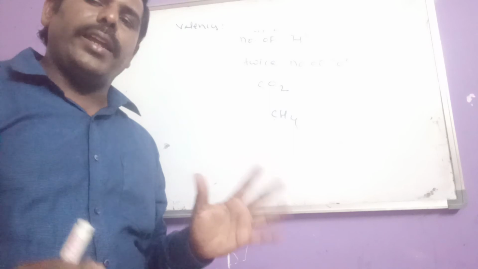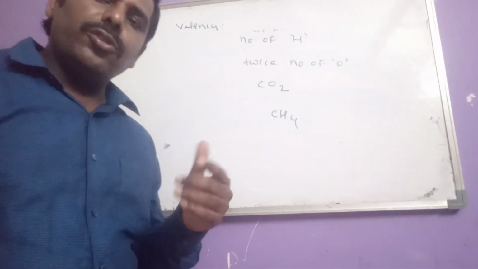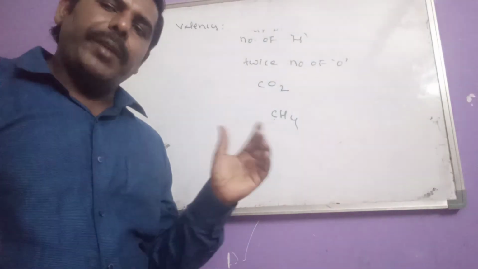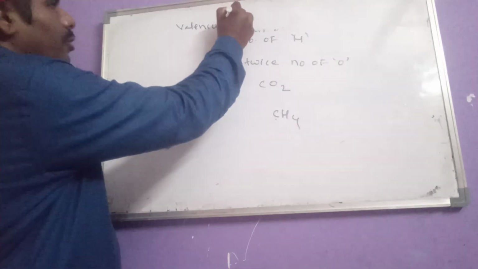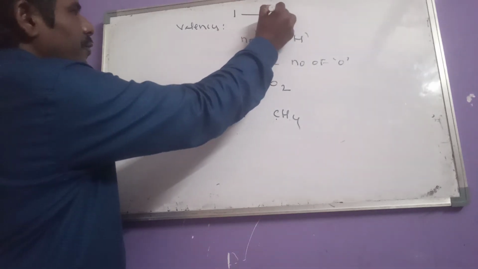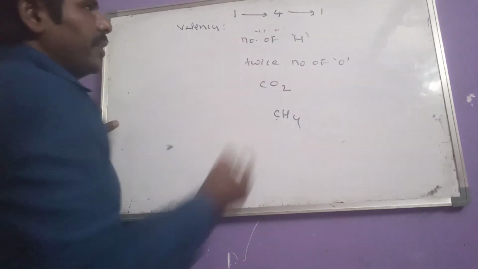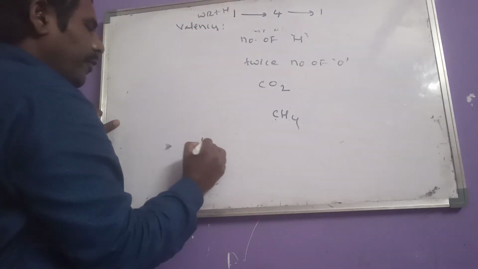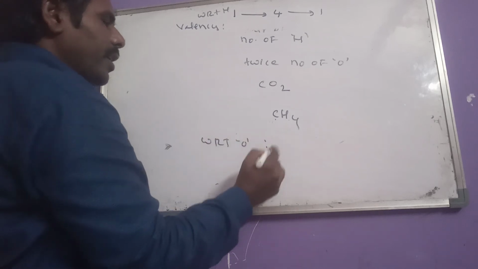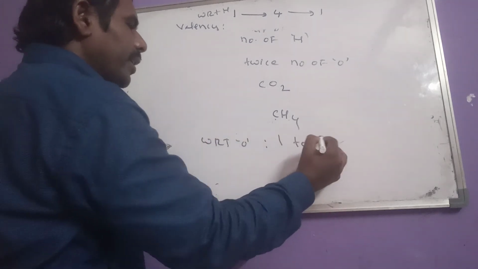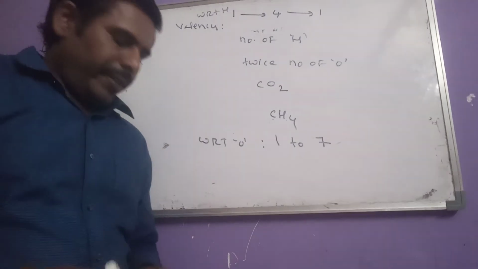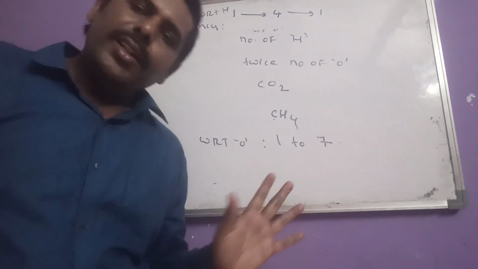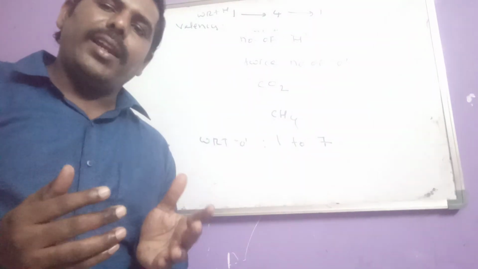Now with respect to hydrogen, valency in a period increases from 1 to 4 and then decreases to 1. This is with respect to hydrogen. And with respect to oxygen, in a period, valency increases from 1 to 7. So this is regarding valency.